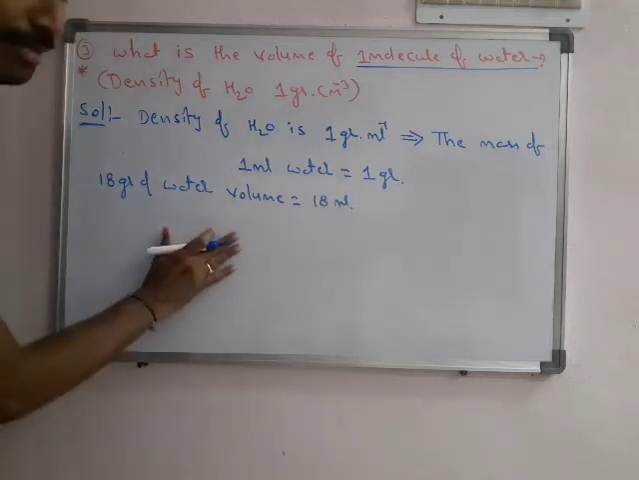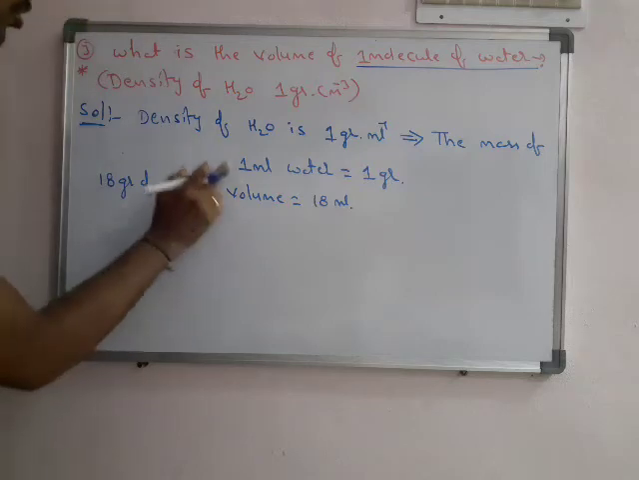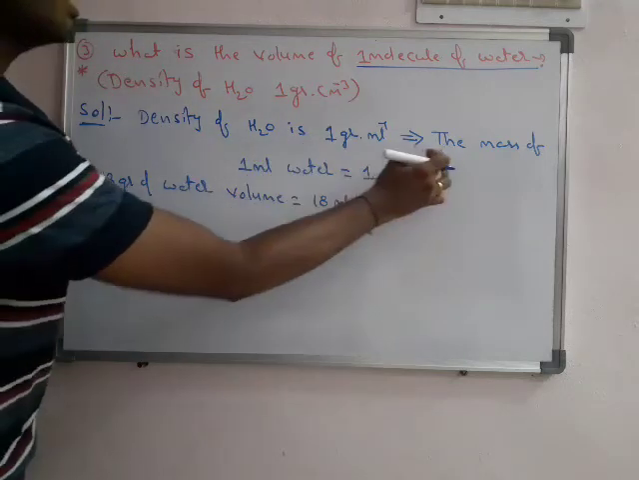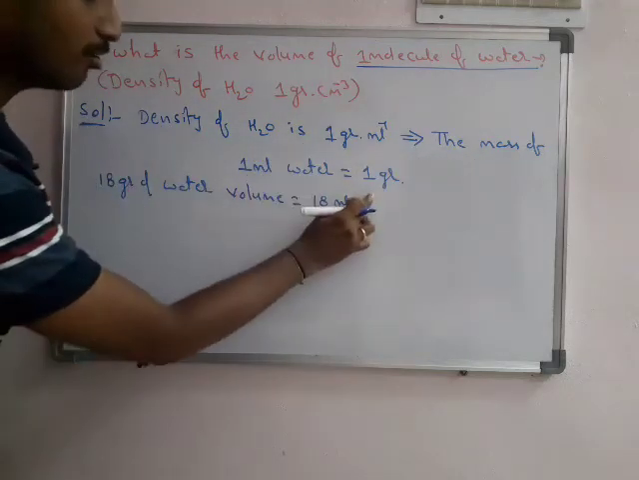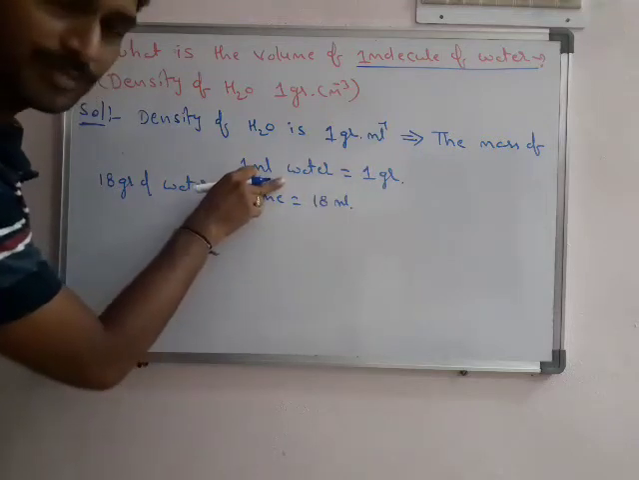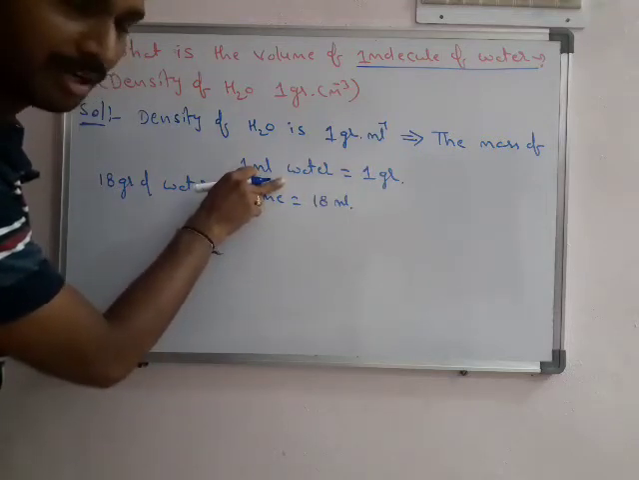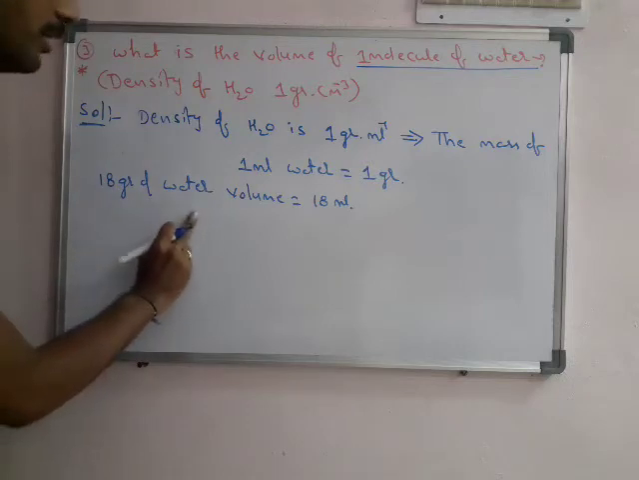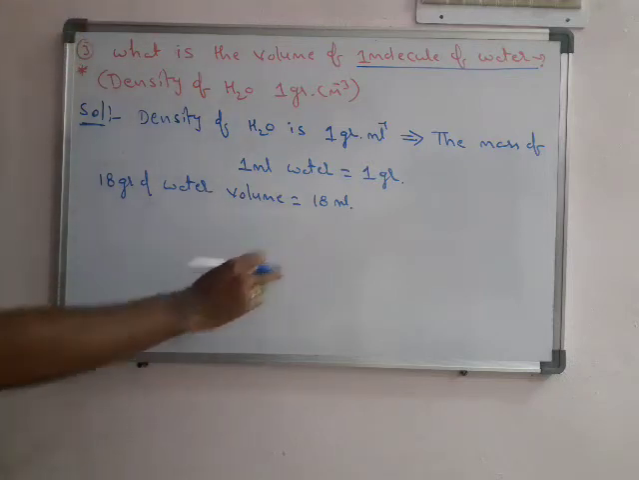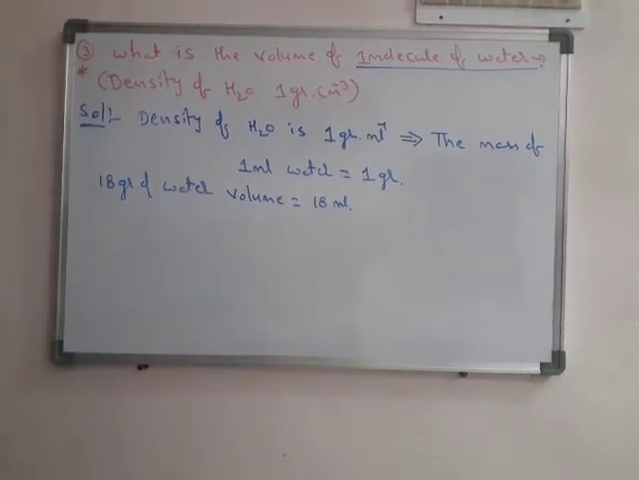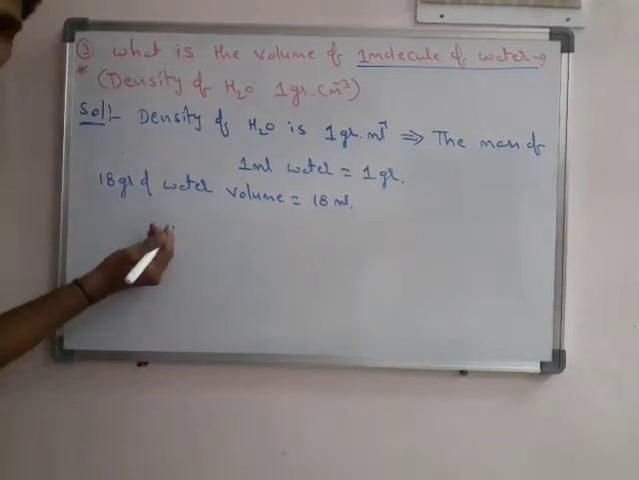Okay, that is 18 milliliter. Because it is already given that the mass of 1 milliliter of water equals 1 gram, the volume of 1 gram of water is 1 milliliter. So 18 grams of water equals 18 milliliter. Now, for 18 grams, how many water molecules are present?